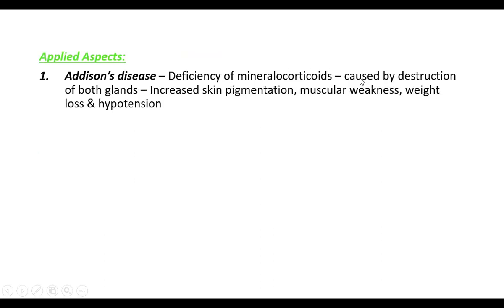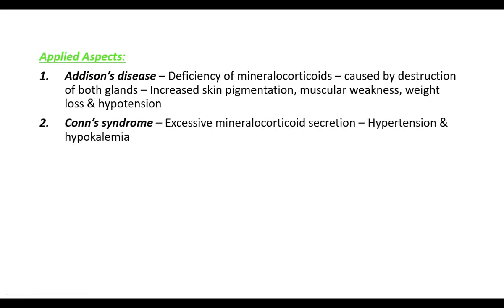How does it happen? It is caused by destruction of both the glands. And how do you diagnose it? It is diagnosed by increased skin pigmentation, muscular weakness, weight loss, as well as hypotension. So these are very important symptoms. Along with the skin pigmentation there is also hypotension, along with muscular weakness as well as weight loss. All these are symptoms seen in Addison's disease.